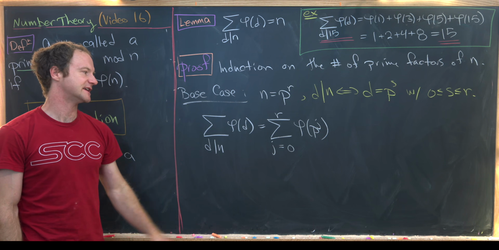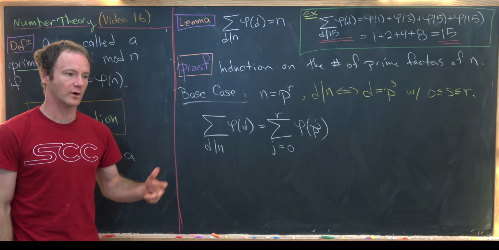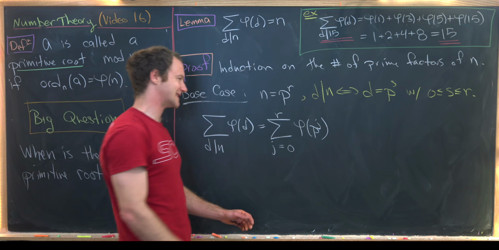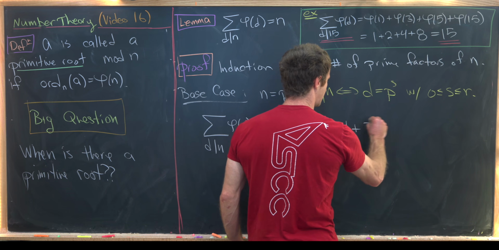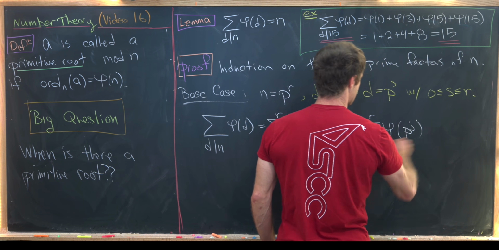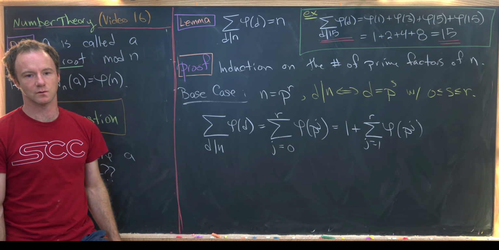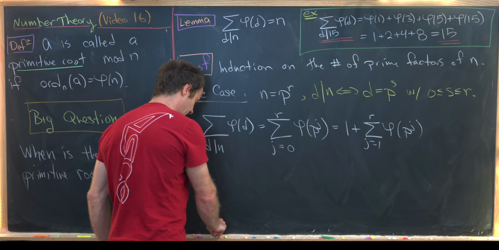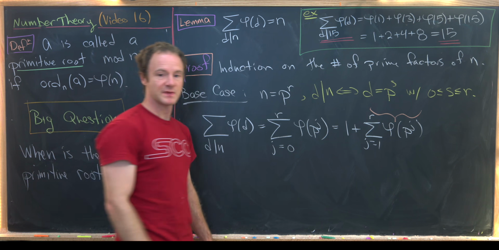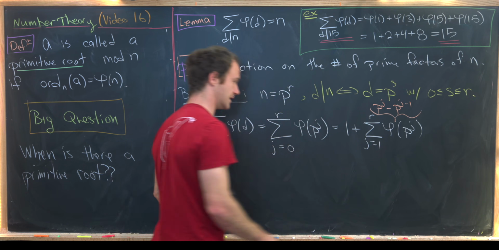And now something a little funny is happening at the j equals 0 term. We can't use the standard formula for the Euler phi function evaluated at a power of a prime there. So we're going to take that out. So we've got this is 1 plus our sum as j goes from 1 up to r of phi of p to the j. Really, this 1 is phi of 1, but phi of 1 is 1. But now we can use our formula for the Euler phi function evaluated at a power of a prime and see that this is equal to p to the j minus p to the j minus 1.